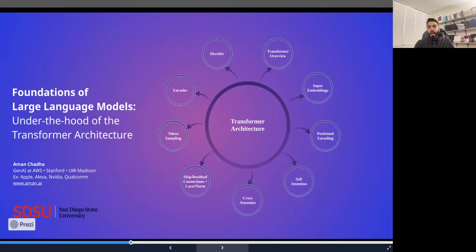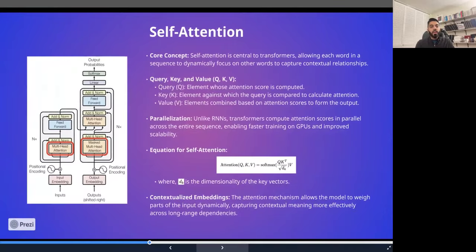All right. And then next up, we've got self-attention, which is the core of the transformer architecture. So let's touch upon that next. So on the left, you'll see that we've got a couple of multi-head attention blocks. Self-attention, like I said, is the core of the transformer architecture.